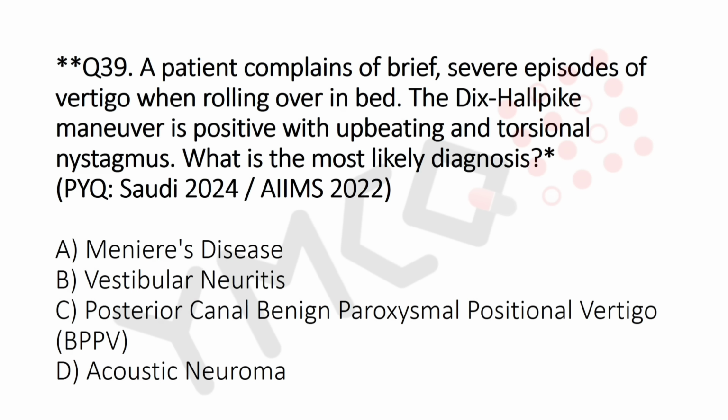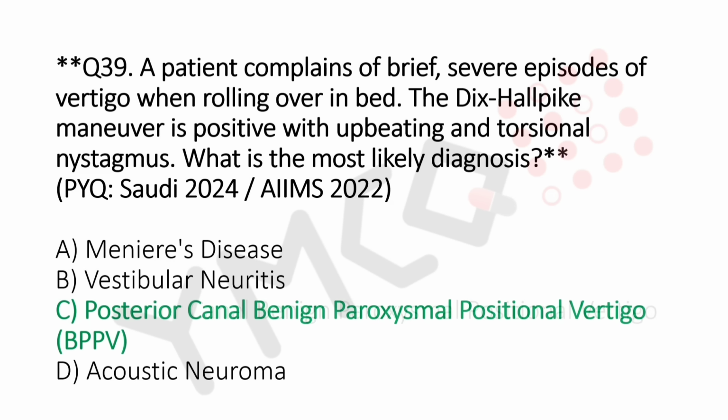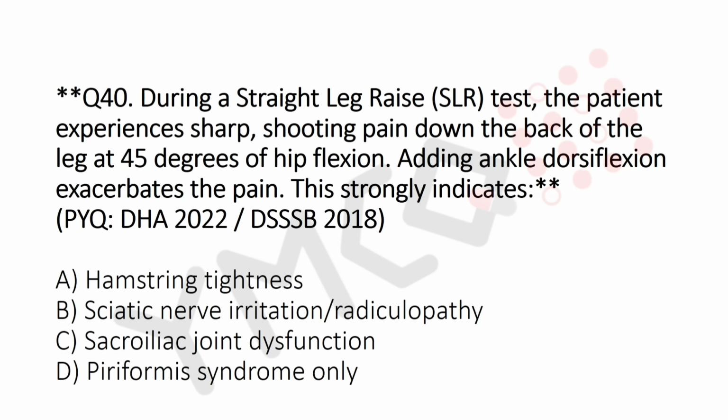Option D, acoustic neuroma. And the answer is option C, posterior canal benign paroxysmal positional vertigo. That's BPPV. Brief vertigo triggered by head position changes like rolling in bed, combined with the upbeating nystagmus during the Dix-Hallpike test, is the hallmark presentation of posterior canal BPPV. Okay.